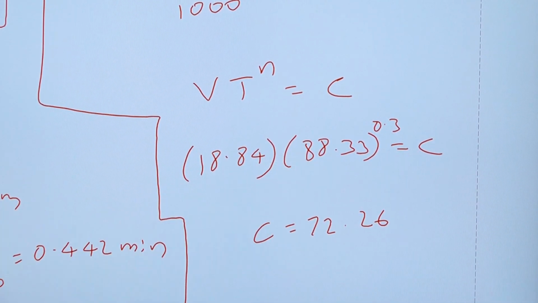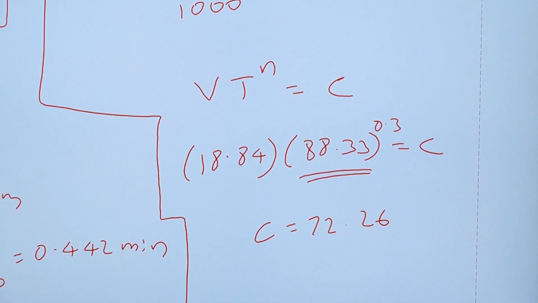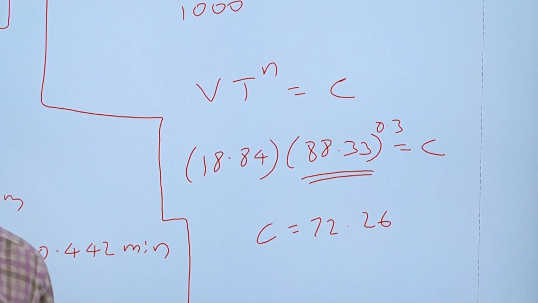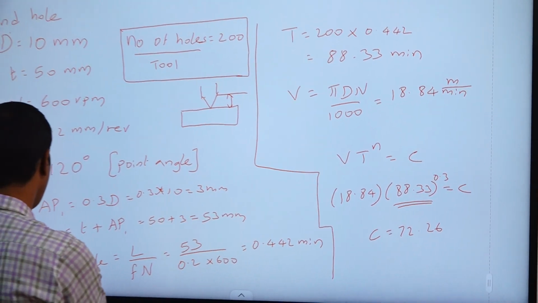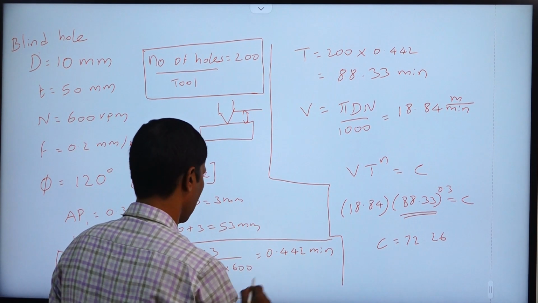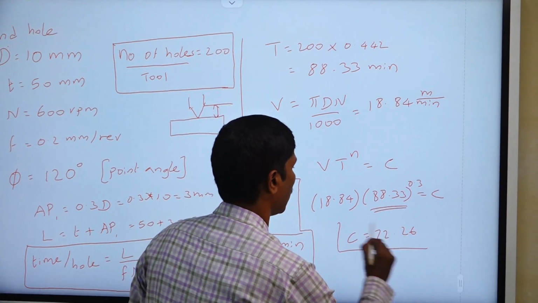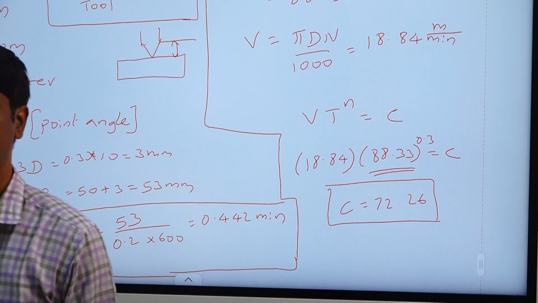You should remember that here you should not make the mistake, this is the total tool life. So, when you substitute you can find the C. C is nothing but the Taylor tool life machinability constant. So, it is 72.26. In this problem, we found the machining time of the single hole and we found the machining constant for the Taylor tool life equation.